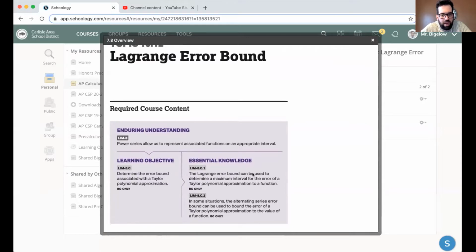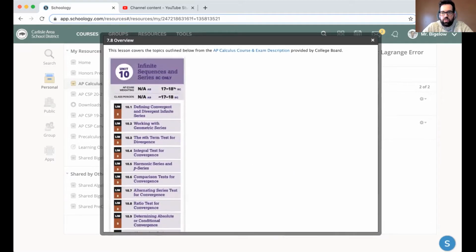The Lagrange error bound can be used to determine a maximum interval for the error of a Taylor polynomial approximation to a function. So up until now, we have talked about alternating series error and how we can use the first truncated term in an alternating series to define a bound of the error. And a Lagrange error bound works for any sort of Taylor approximation, even if it's not alternating. So we'll take a look at that today. It's going to be a little heavy on the reading, but I think by the end, hopefully it will make some sense. So let's switch over to the notes and get started.